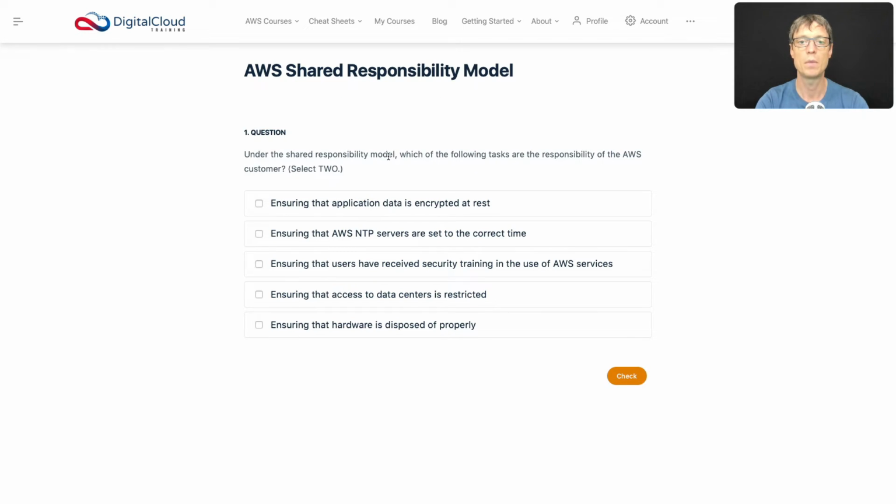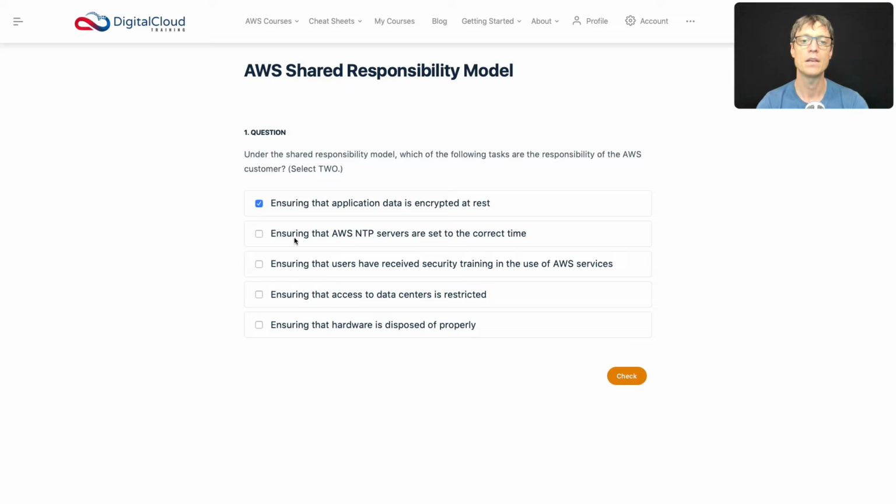Under the shared responsibility model, which of the following tasks are the responsibility of the AWS customer? So the customer of AWS. So what are they responsible for? We've got to find 2 answers here. So our customers responsible for ensuring that application data is encrypted at rest. Well, I just gave you a bit of a description there, so hopefully you know the answer to this one. Yes, absolutely. As a customer, you are responsible for encryption of data at rest.